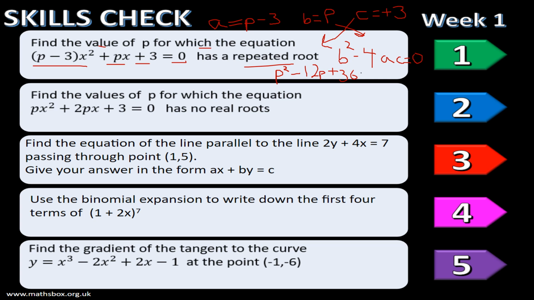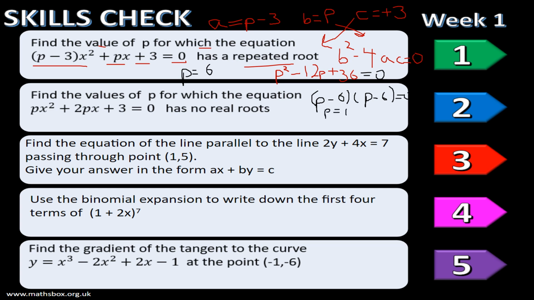I've now got a quadratic here that I can factorize. Two numbers that add to make minus 12 and times to make 36 will actually be 6 and 6. So we're going to have p minus 6 times p minus 6. Hopefully you can see here that I'm going to have p is equal to 6 twice. Repeated root. So the value of p here will be equal to 6. So 6 is repeated twice, so you have p equals 6 there.